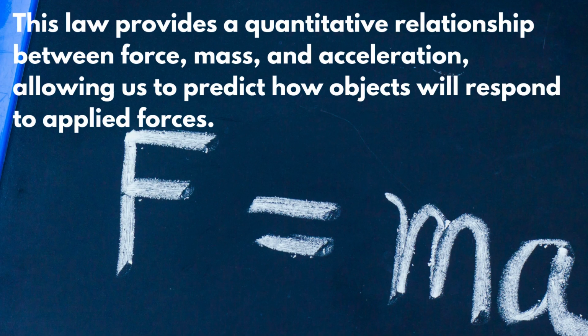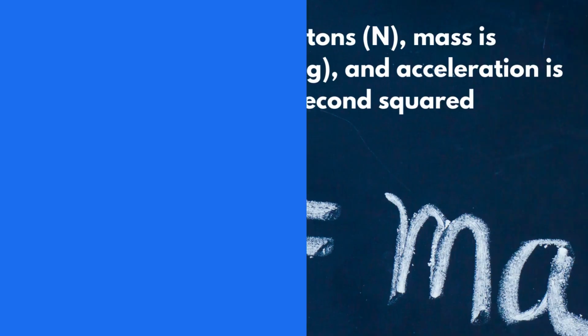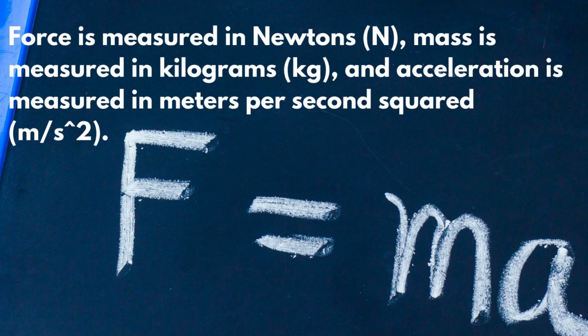applied forces. The formula associated with Newton's second law is F equals ma, where F represents the force applied to an object, m represents the mass of the object, and a represents the acceleration produced by the force. Force is measured in newtons, mass is measured in kilograms, and acceleration is measured in meters per second squared.